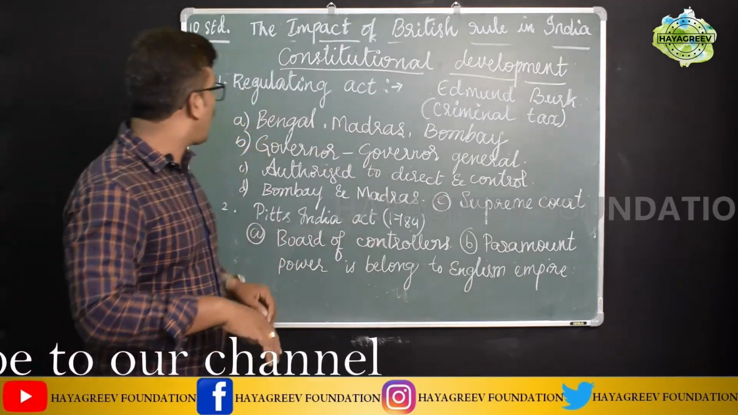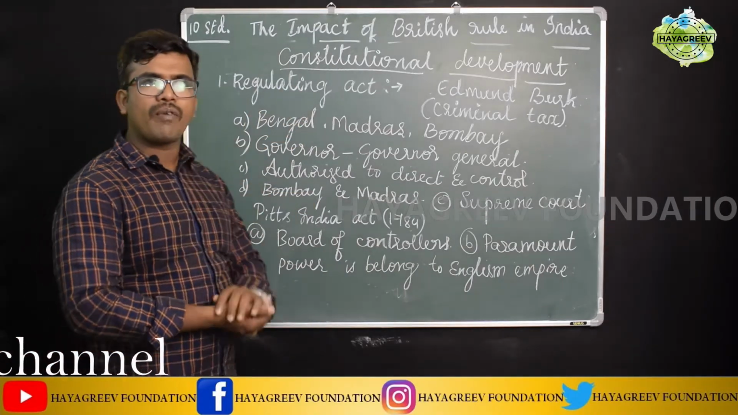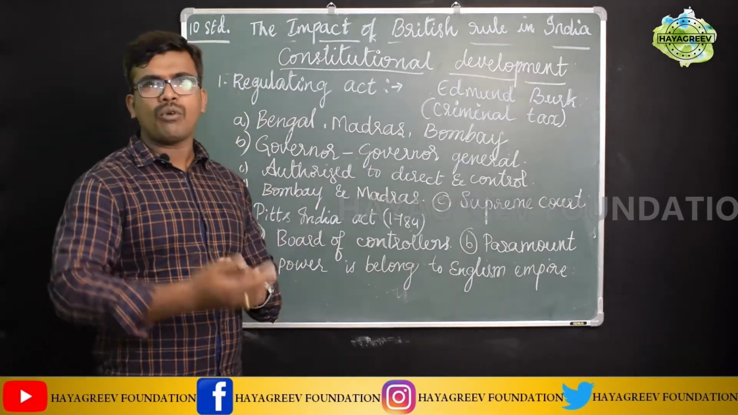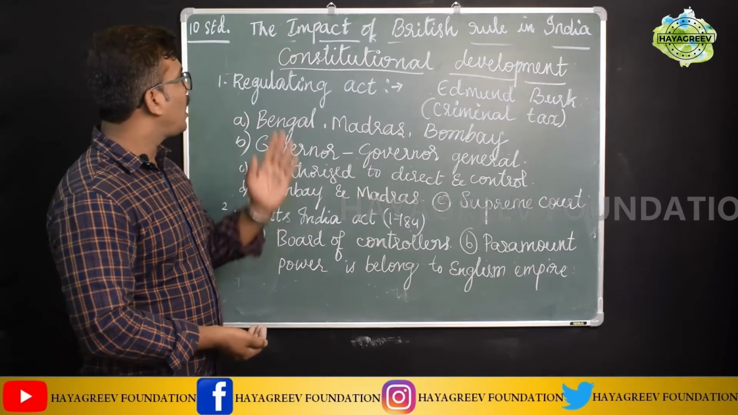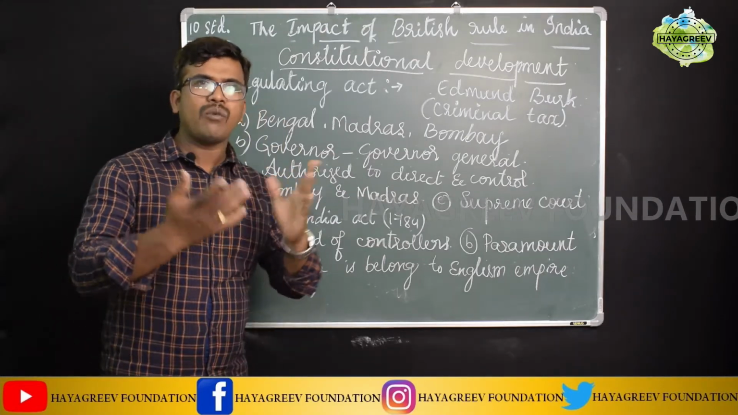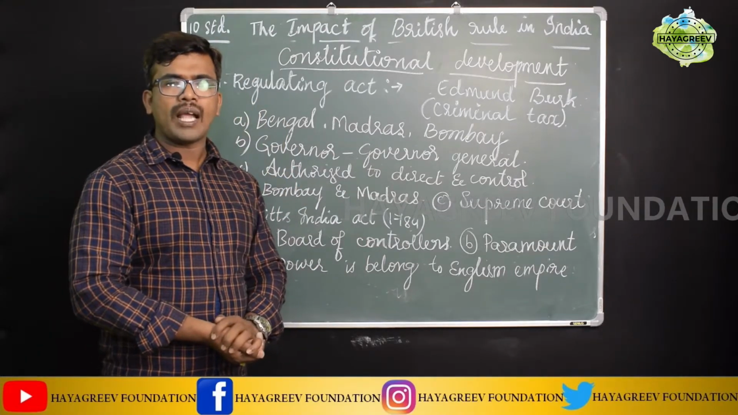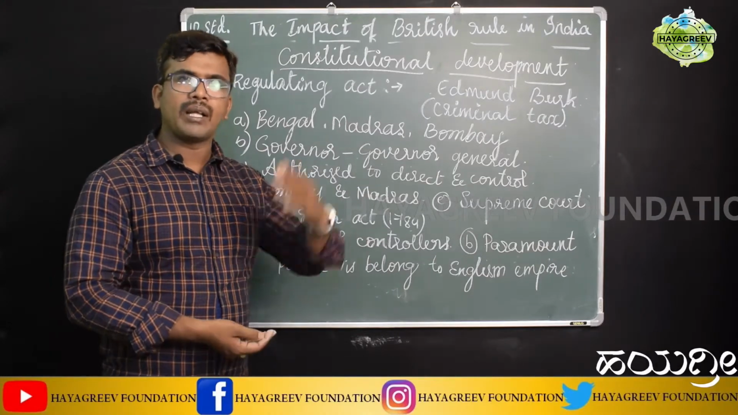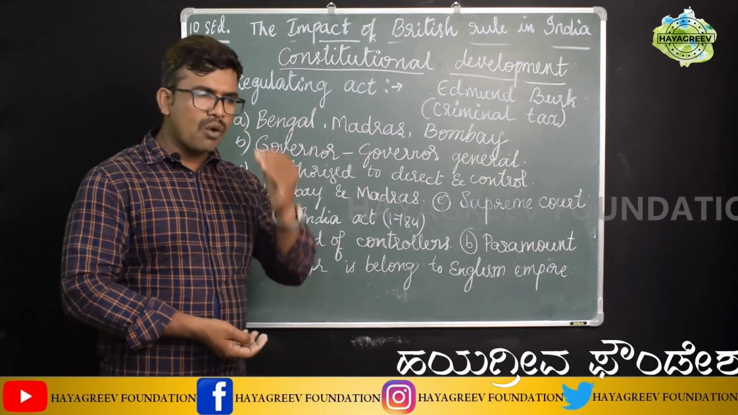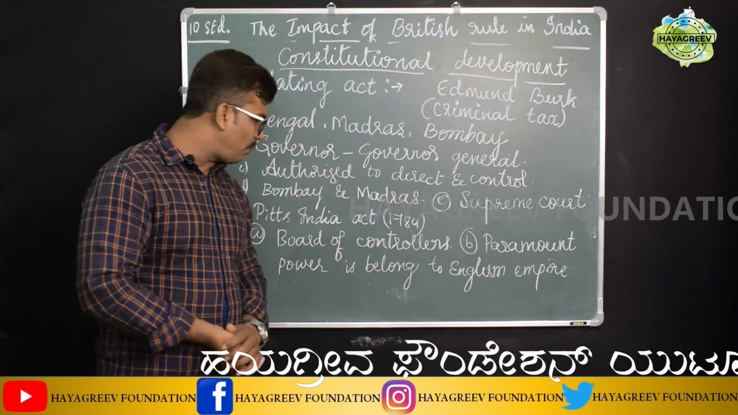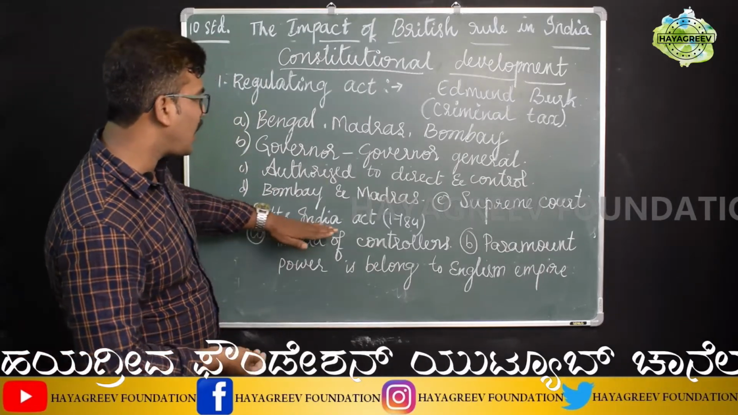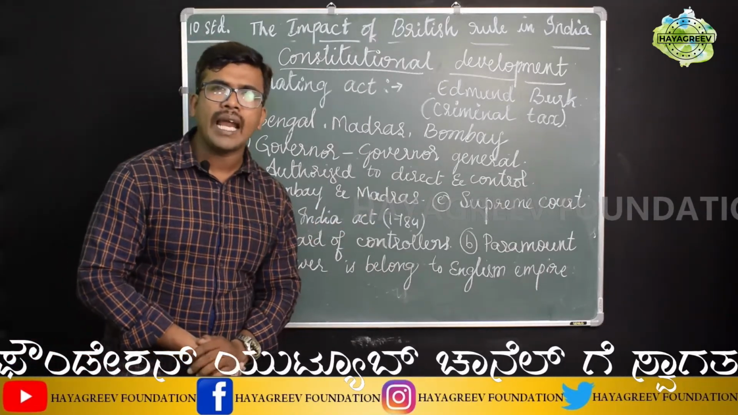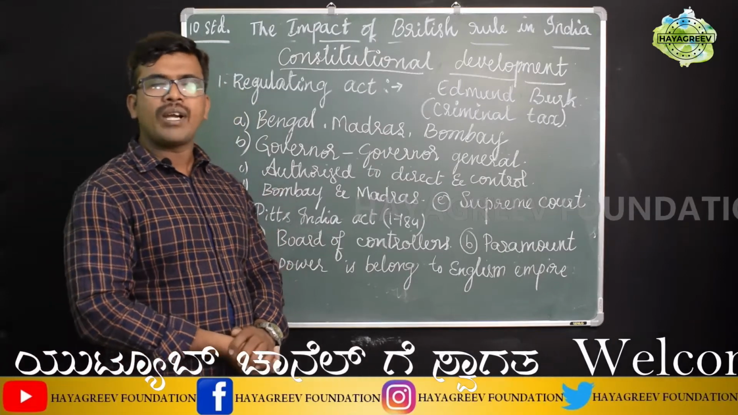After the implementation of the Regulating Act, they introduced one more act. Why? Because in the Regulating Act, clarity was not there. As it was not satisfactory to the British Parliament, they implemented one more act, called Pitt's India Act, in the year 1784.